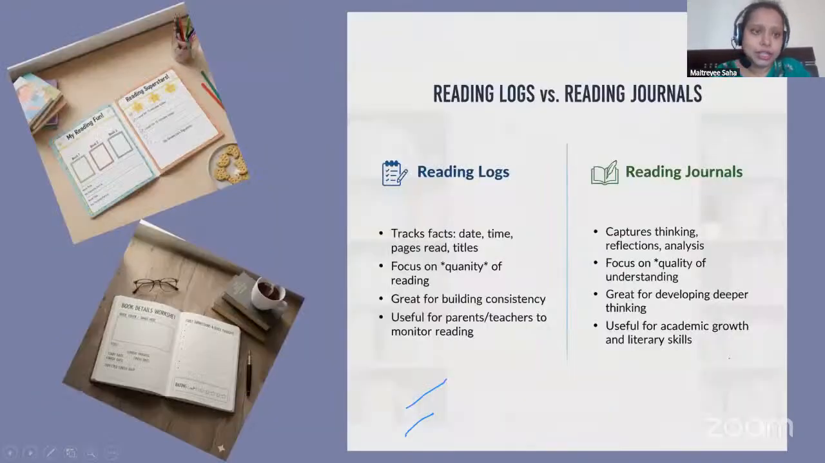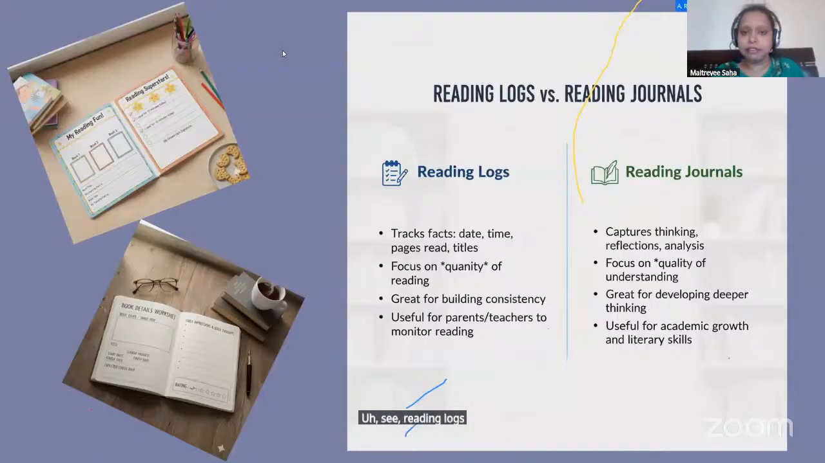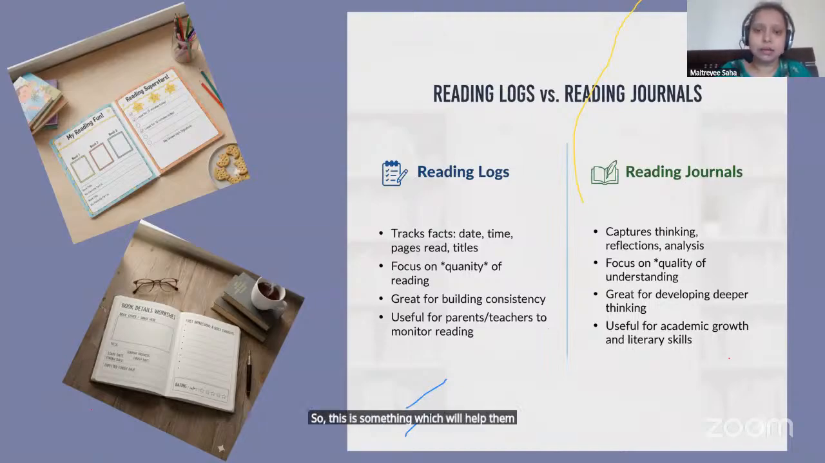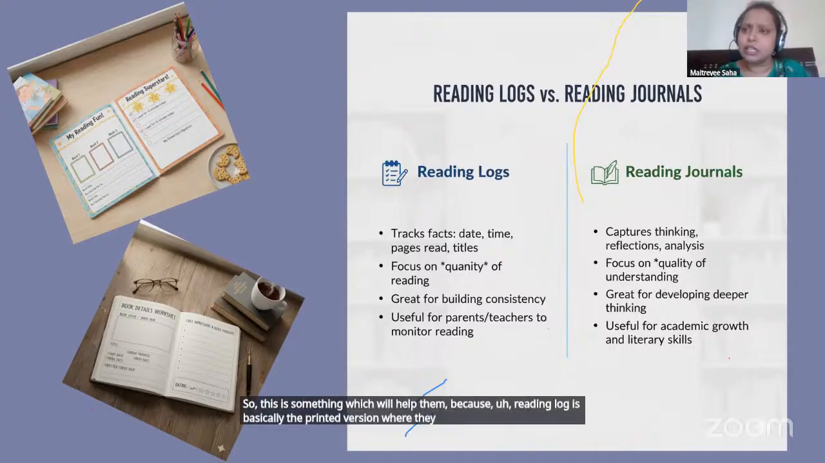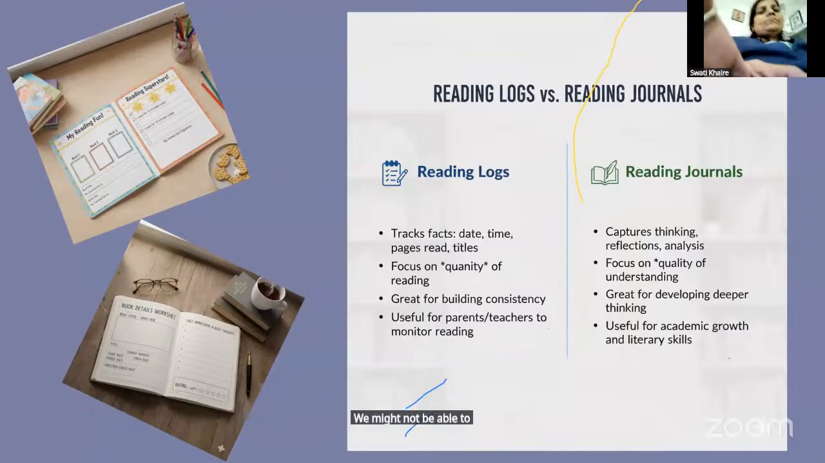So there is one visual presentation which I have included here. See, reading logs, the differences are on the screen: what is the difference between the reading log and the reading journal, and how will you decide which one is going to be appropriate for your school or for your class. This is something which will help, because a reading log is basically the printed version where they just write down what they have read, how many minutes they have read the book, and that consistency they will record. Whereas the reading journal, I actually like that personally, but sometimes, based on curriculum pressure or certain other things, we might not be able to include reading journals every time.